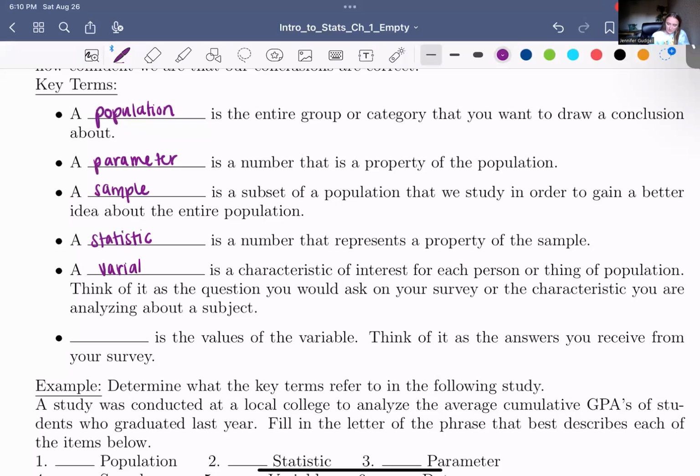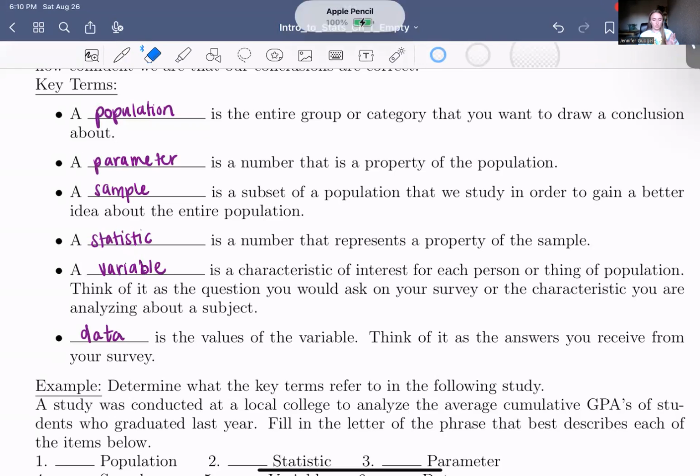Variable. Oof, my handwriting gets a little sloppy. And data. All right, so these are our 6 key terms. I put them in this order for a reason, all right, but they do have a few other relationships. So I'm going to use MJC as an example for describing each of these things here.